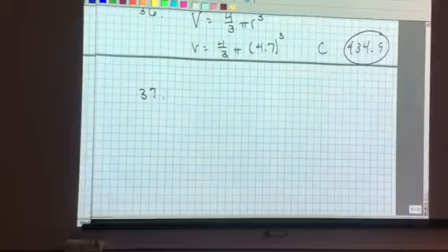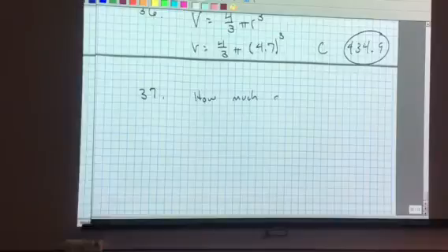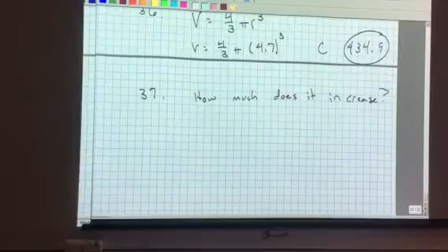37, a glass sphere weighs 0.45 pounds. How much does another such sphere weigh if its circumference is 4 times as large? All right, well, weight is really based on how much of the sphere there is. So it's really based on the volume. So we want to figure out how much does the volume increase, really, is what they're asking. Because that'll increase the weight proportionally.